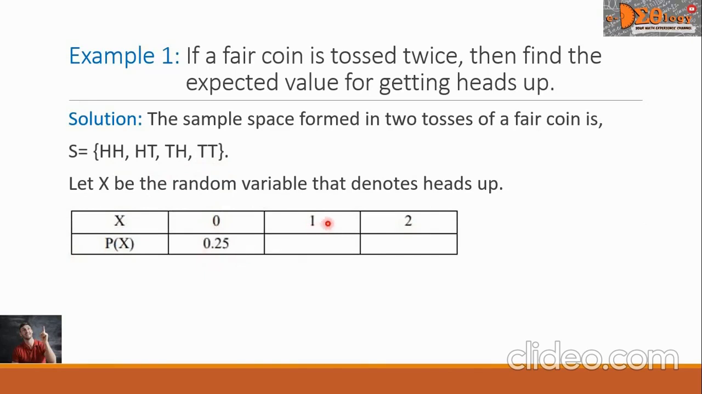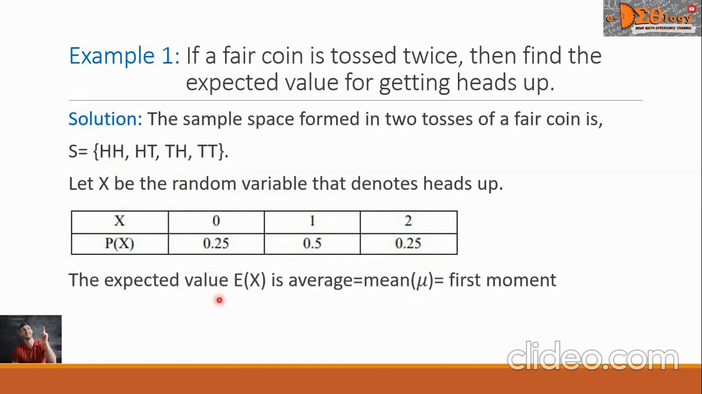When heads is 1, there are two sample points corresponding to that, which are HT and TH. So for the probability, that will be 2 over the total number of sample points, so that is 2 over 4, and we write 0.5. When X is 2, meaning 2 heads, there's one sample point here, HH, corresponding to 2 heads. So the probability is 1 over 4, and that is 0.25.